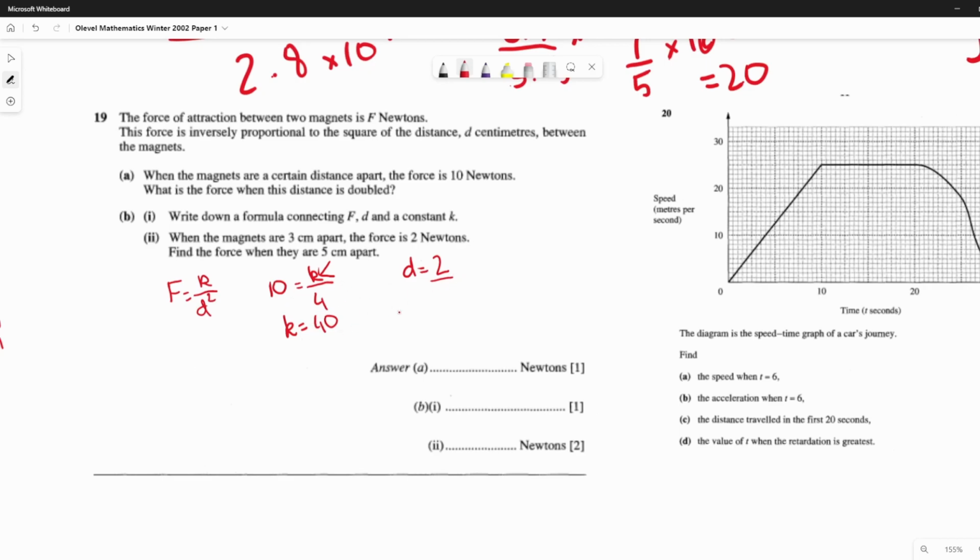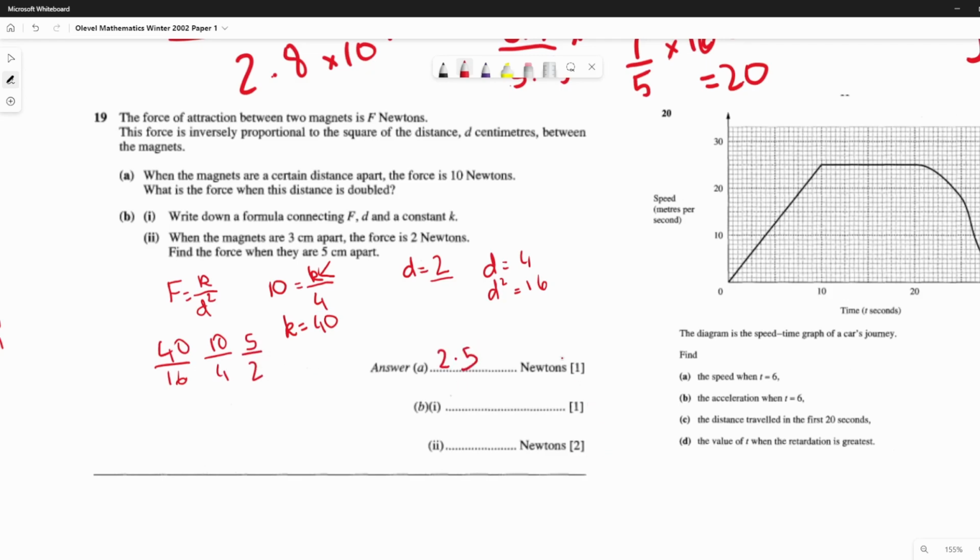So we can choose 2, and I'll try choosing other numbers to show you that this would work no matter what. So what is the force when this is doubled? K is equal to 40. So if I double this, D is going to be equal to 4, which means D squared is going to be equal to 16. And now all we need to do is divide 40 by 16, which becomes 10 over 4, which becomes 5 over 2, and that is also like 2.5.